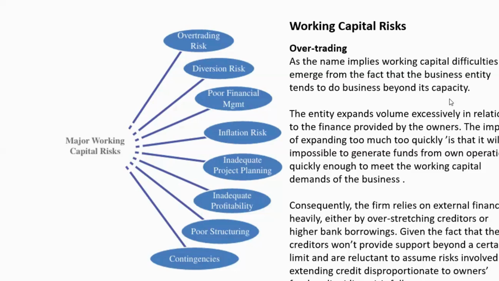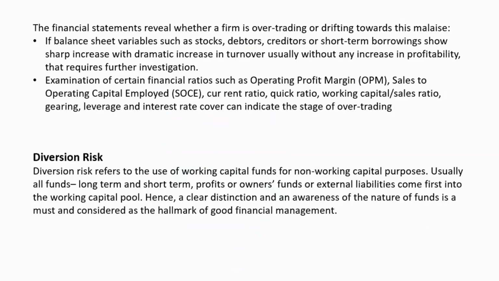Overtrading is when the business is doing beyond its capacity. Diversion risk is when you have given a working capital loan to some company, and instead of focusing on their core business, they are using it for another purpose. Then it is called diversion risk.